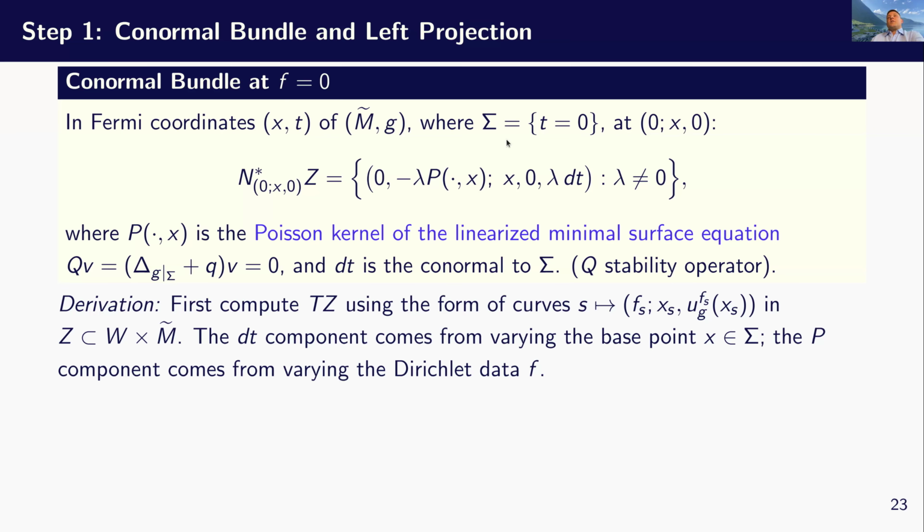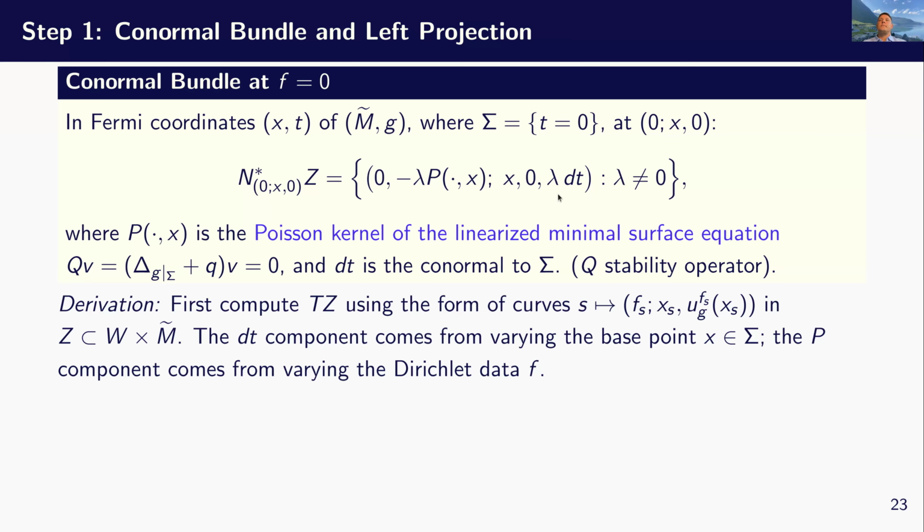In that case, the minimal surface is given by T0 in the Fermi coordinates, and the point in Z, in this incidence relation, is this first 0, F is 0, X is a general point, and when you solve the minimal surface equation for F is 0, you get the 0 solution. So this last 0 is the 0 function of the minimal surface equation. So at that point, the conormal bundle is given by this kind of elements. So lambda here is a free non-zero number, but otherwise the elements are these ones here.